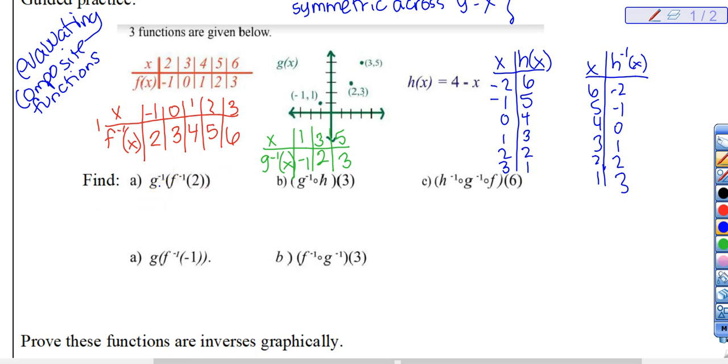So here we have our first problem. G inverse composed with F inverse of 2. So we have to start with the F inverse of 2 because we're plugging the 2 into the F inverse. All right, so G of 1. And what is the F inverse of 2? So I go to my F inverse of 2. That's my input. What's my output? 5. My F inverse of 2 is 5. Now I know that I'm going to compose my G inverse, not compose, but input, my G inverse of 5. So input 5, output 3. There it is.